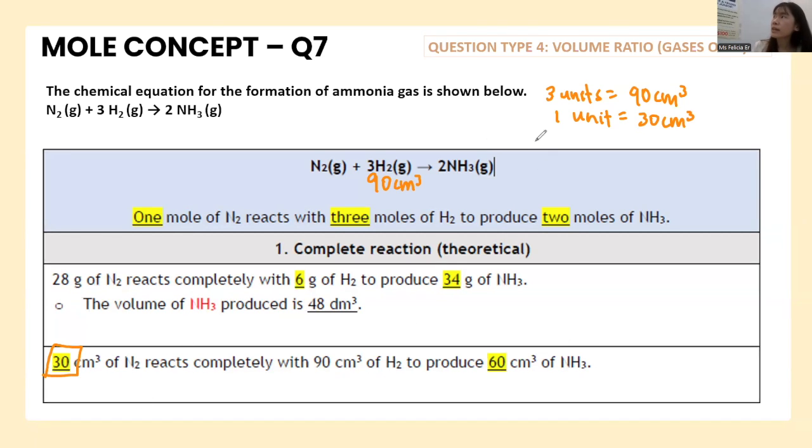Then next for NH3, NH3 is 2 units. Then you just do accordingly again. 1 unit is 30, 2 units isn't it 60? Then that's how you get the number 60.